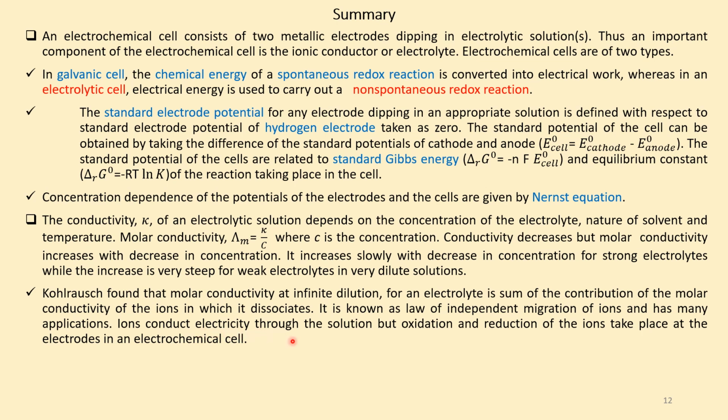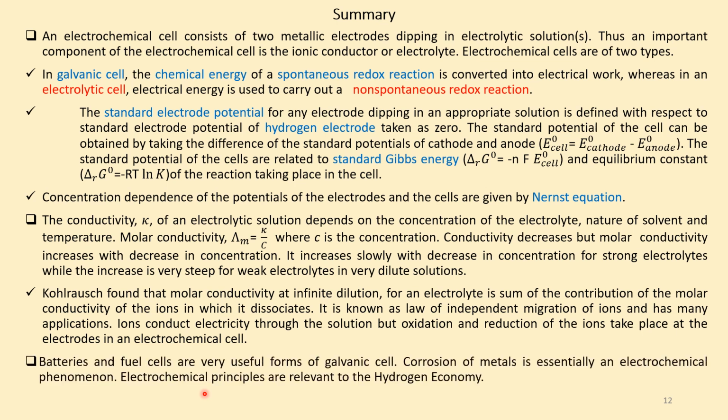Ions conduct electricity through solution, but oxidation and reduction of ions takes place at the electrodes in an electrochemical cell. Batteries and fuel cells are very useful forms of galvanic cells. Corrosion of metals is essentially an electrochemical phenomenon. Electrochemical principles are relevant to the hydrogen economy.